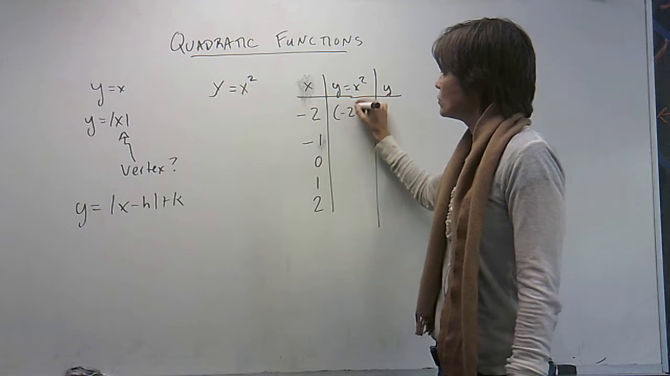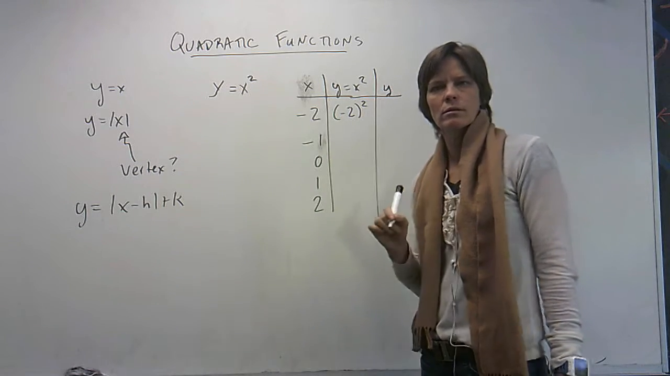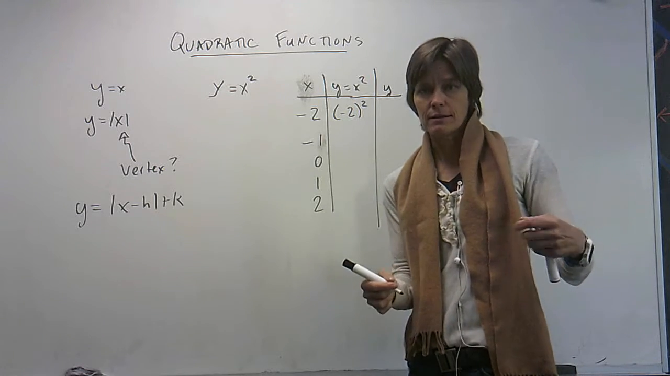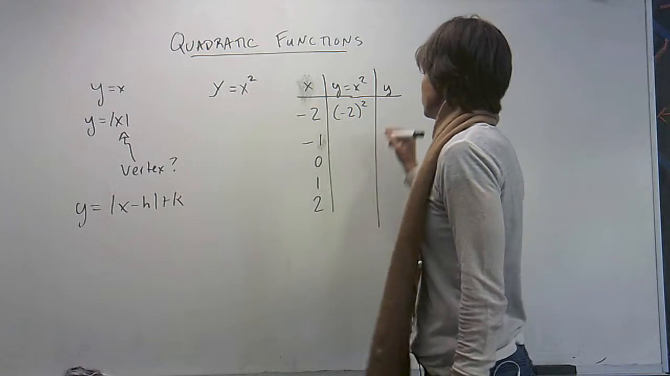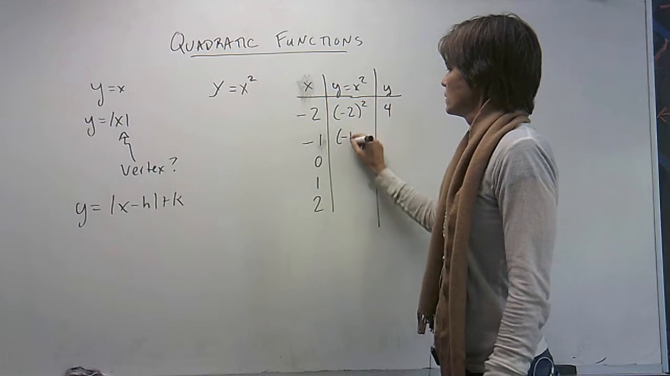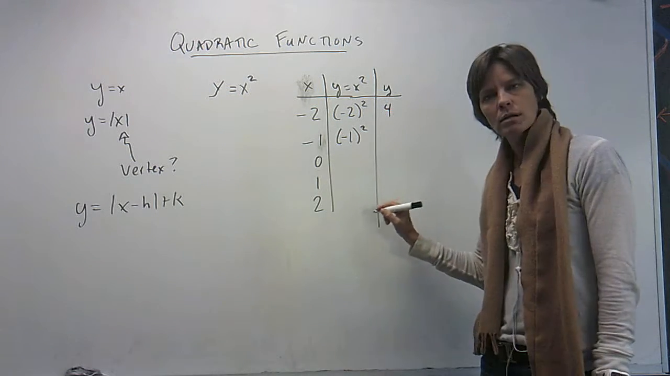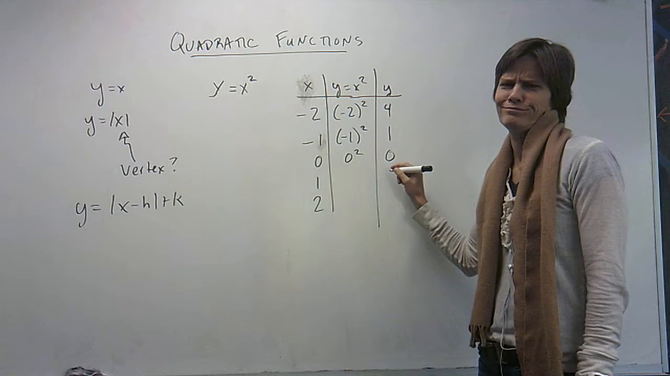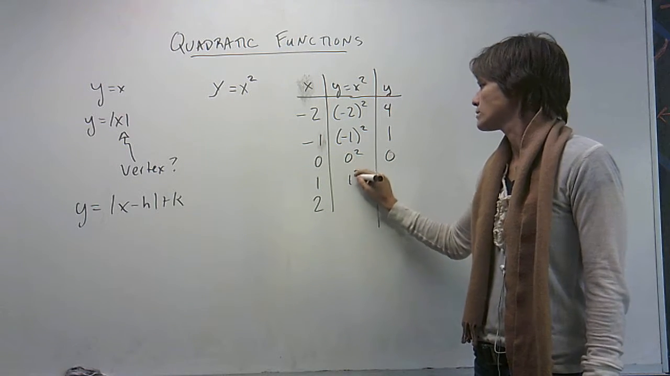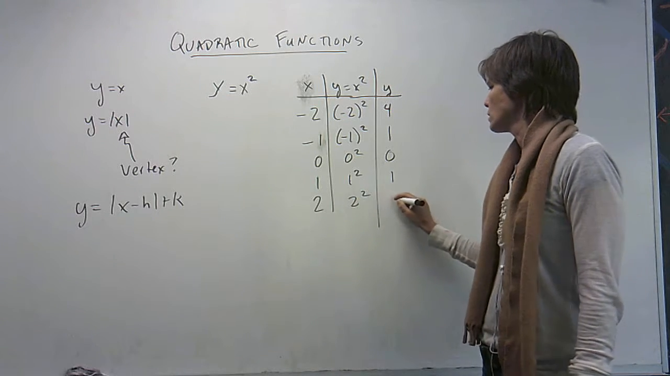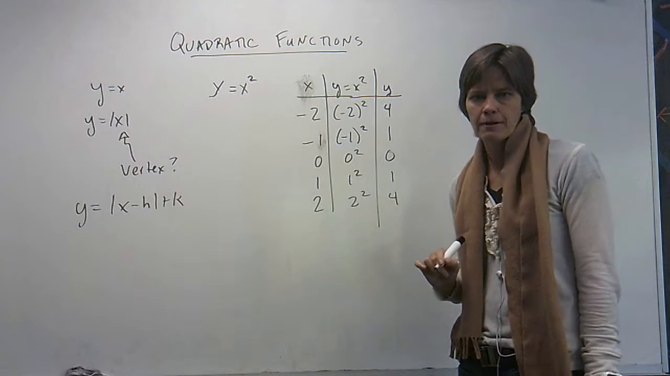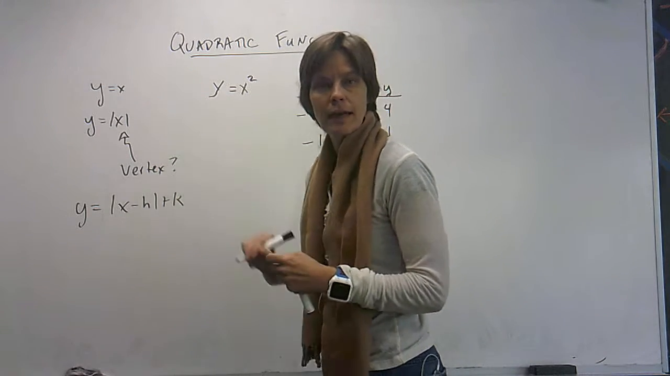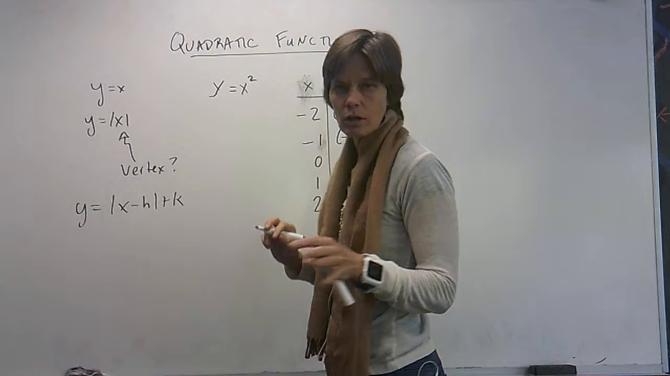what is negative 2 squared? Because y is x squared. Negative 2 squared is negative times a negative is a positive 4, right? Negative 1 squared, 0 squared, 1 squared is 1, 2 squared is 4, okay? Now remember, these look like these, the absolute value did. Remember? Go back and look.